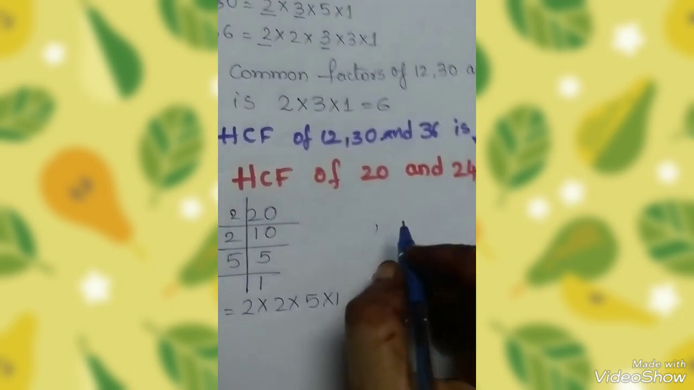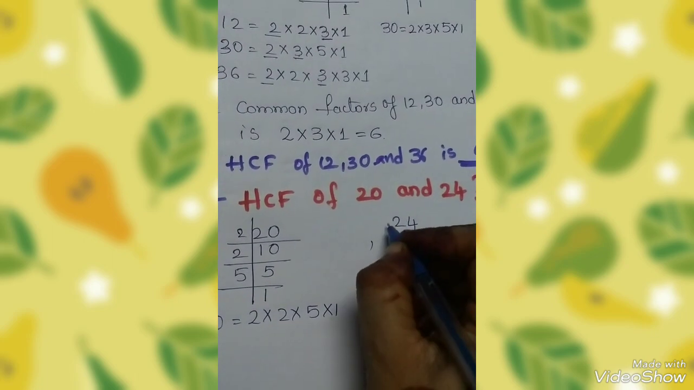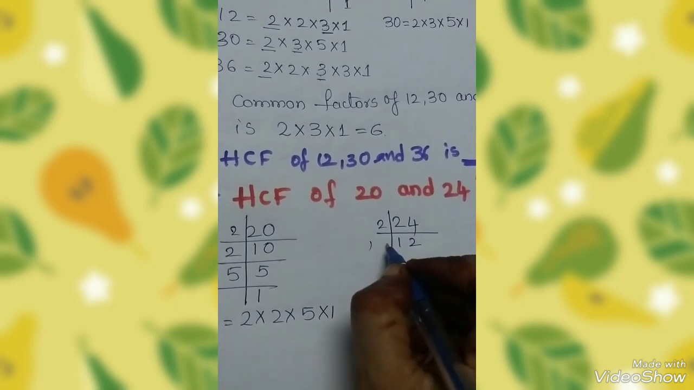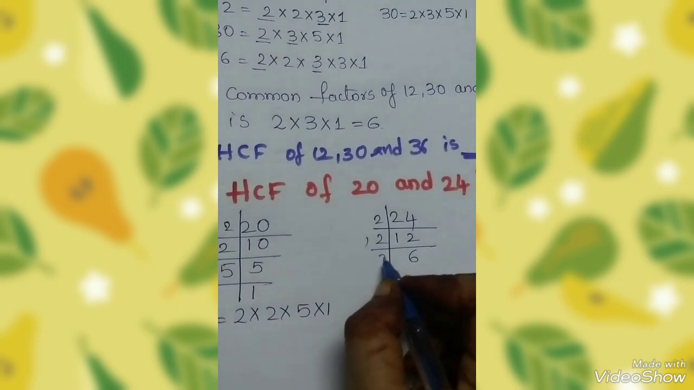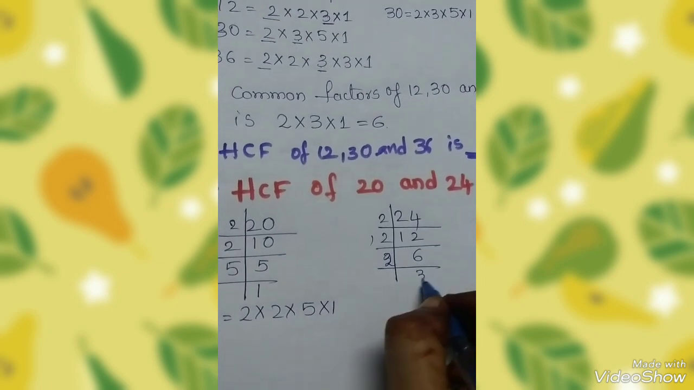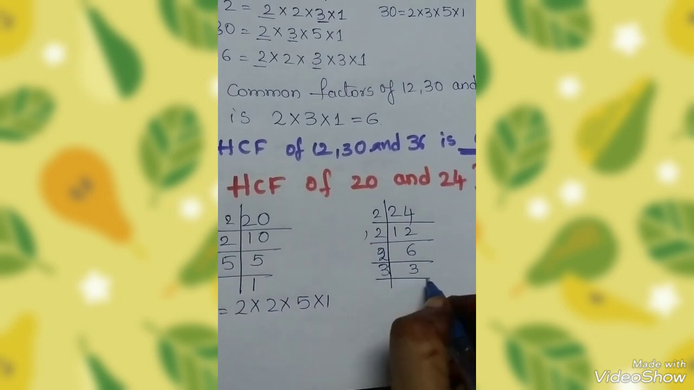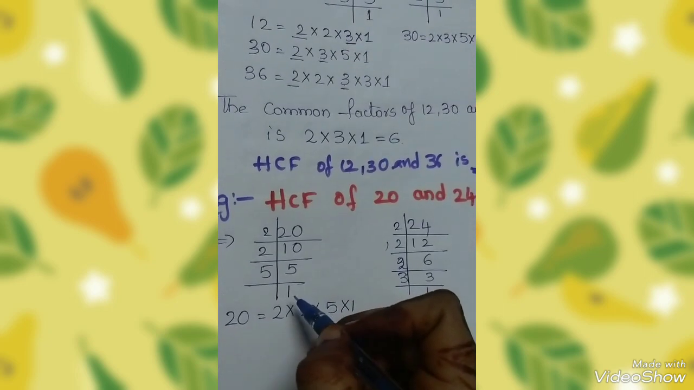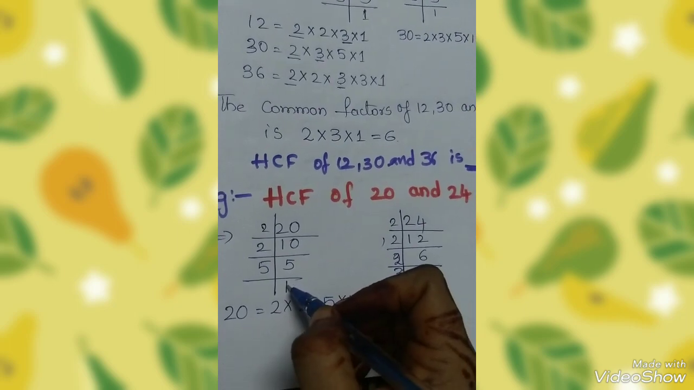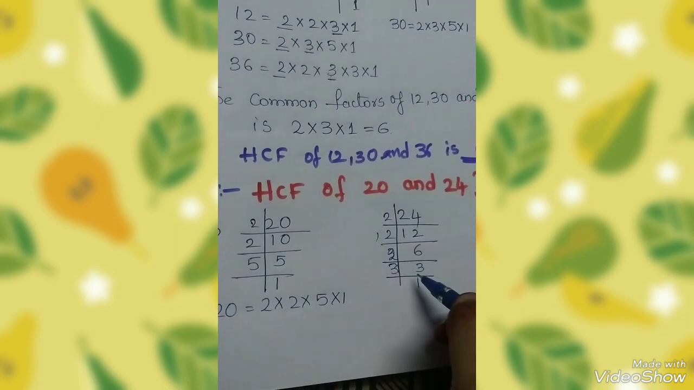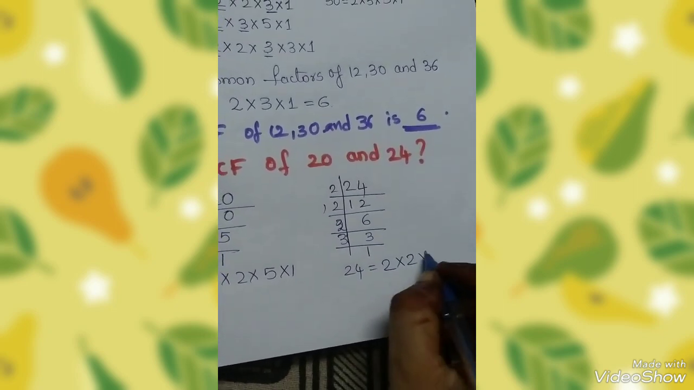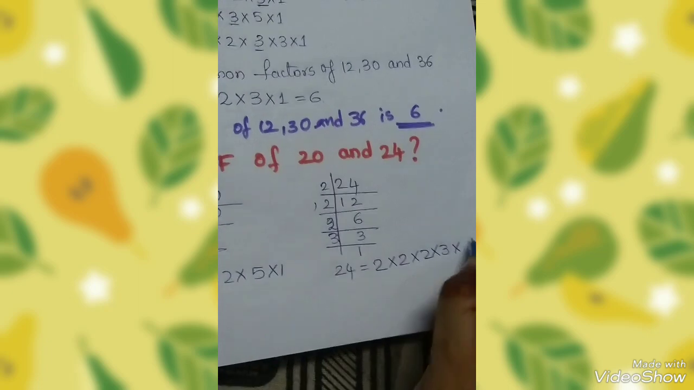Now 24. Find out 24 factors. 2 ones are 2, 2 twos are 4, 2 sixes are 12, 2 threes are 6, again 3 is there, so 3 ones are 3. We obtain 1 here, here also 1. We have to do the factorization till we get 1 finally. Okay, now the factors of 24 are 2 into 2 into 2 into 3 into 1.